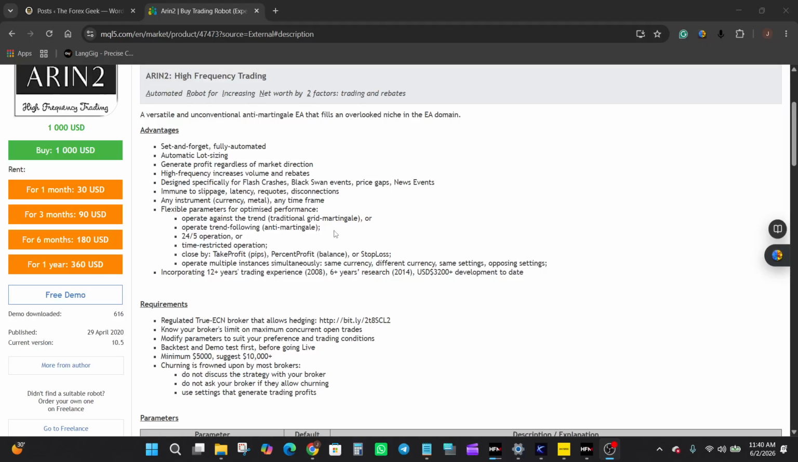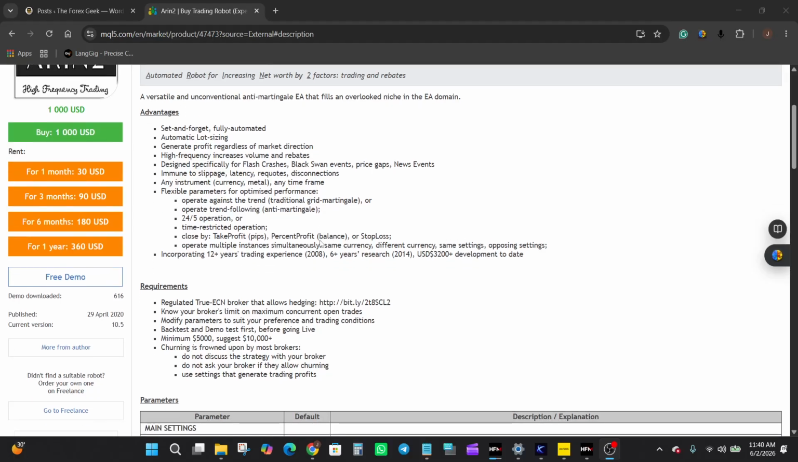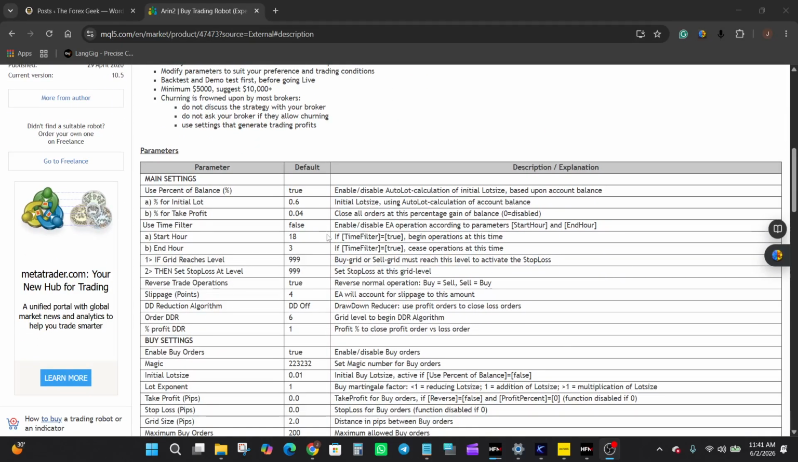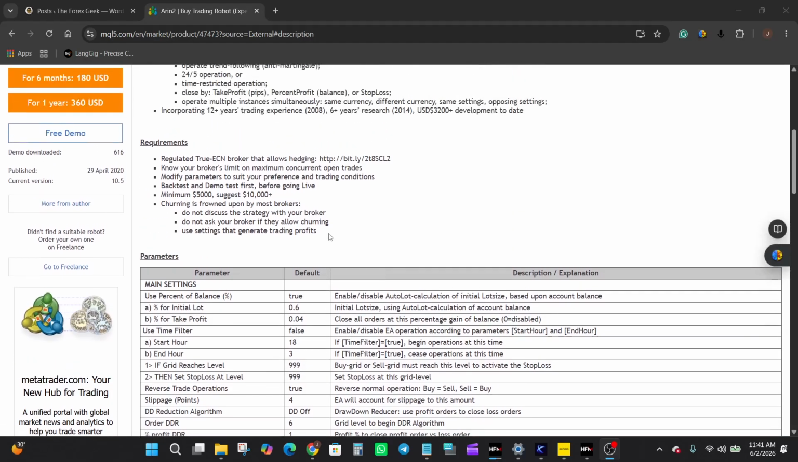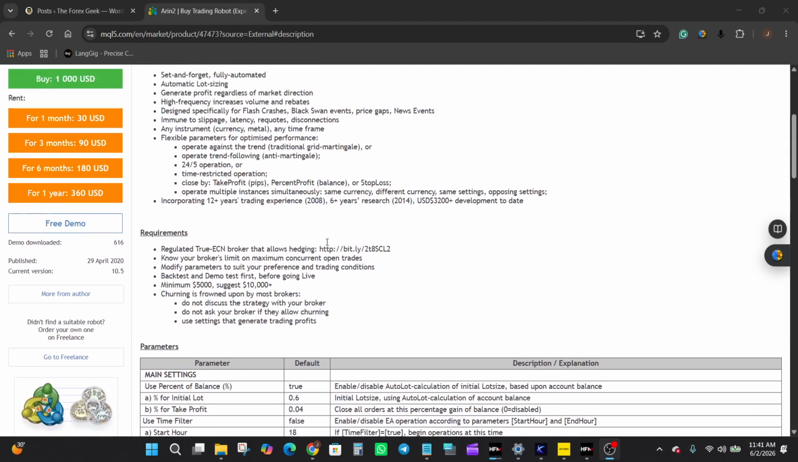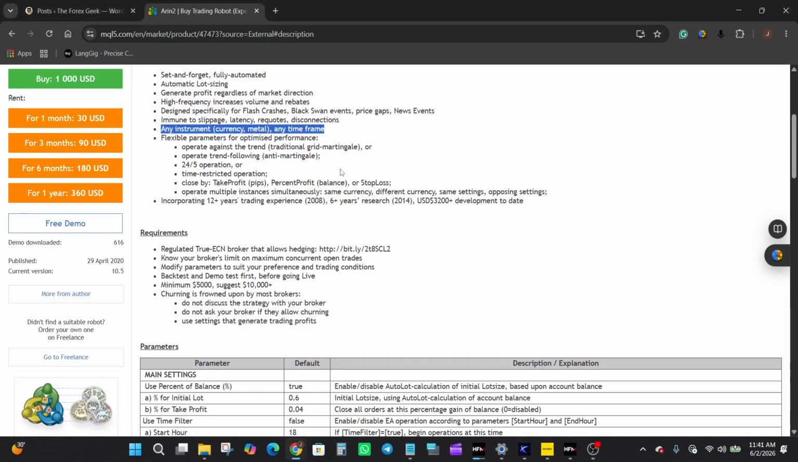anti-martingale system with flexibility to operate either in a grid-based style or in a trend following mode, depending on the settings used. So it is also designed to operate across any instrument, including currencies and metals, and on any time frame. All right. So we can see that here.